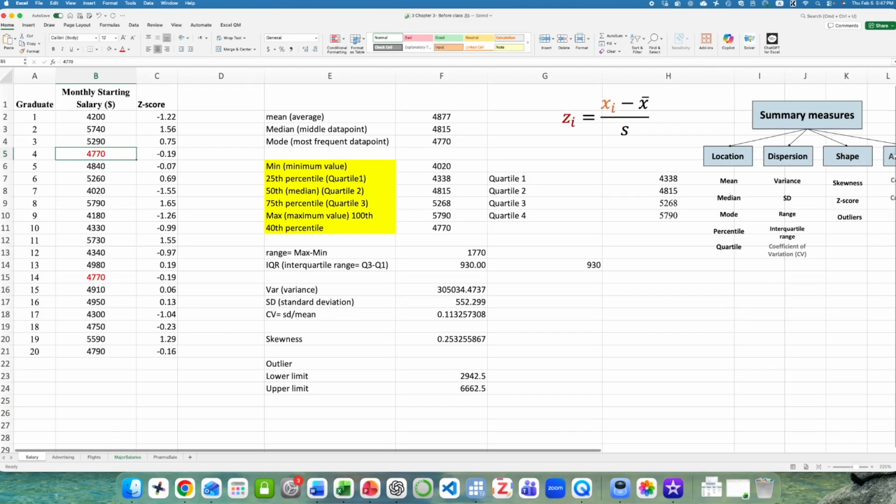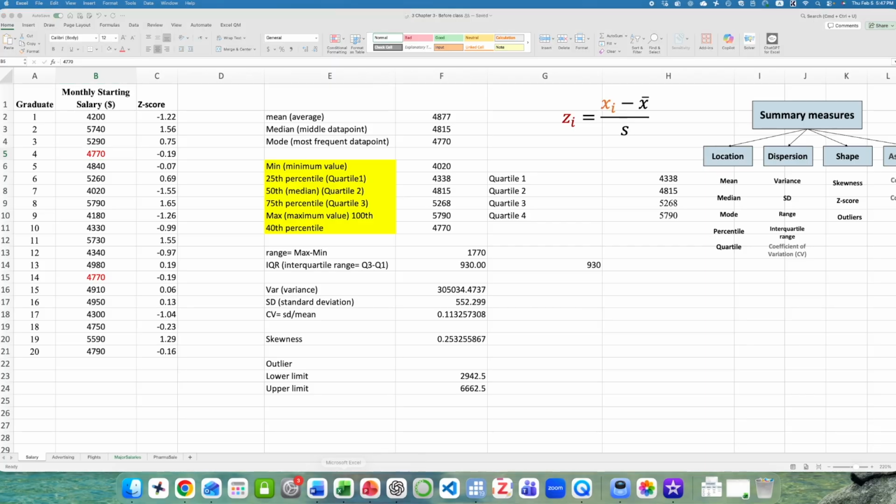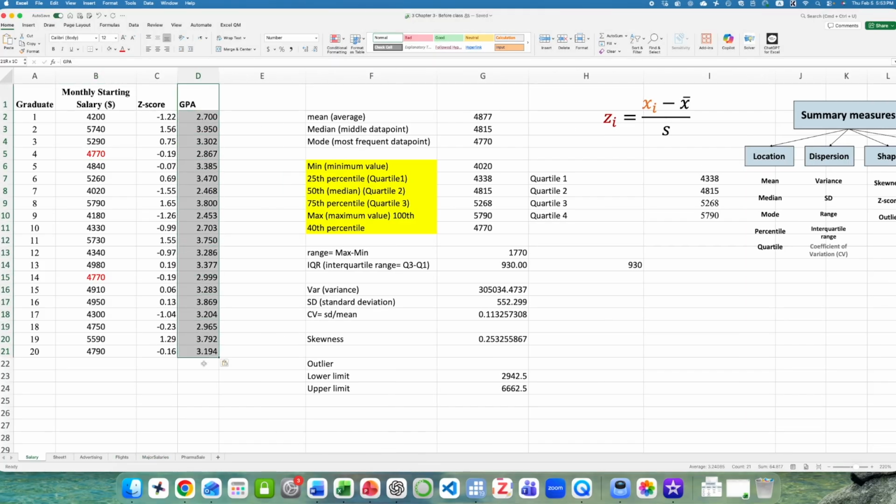Now let's talk about association measures. Let's assume that we have another variable named GPA. Covariance measures the joint variability. If covariance is positive, these two variables will move together. If it's negative, then these two variables will move in opposite directions. We know that these two variables move in the same direction. As GPA increases, there is a high chance that monthly starting salary also increases.